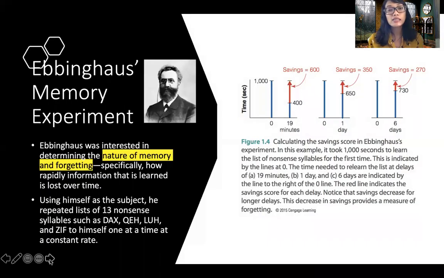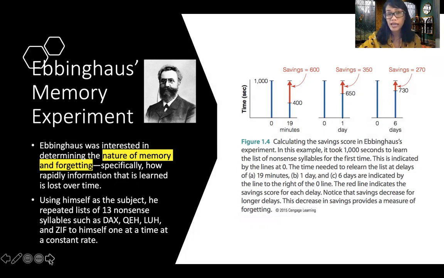Meanwhile, at the University of Berlin, a German psychologist named Hermann Ebbinghaus, from 1885 to 1913, was also conducting experiments in cognitive psychology, at almost the same time as Wundt. He used another approach to measuring the properties of the mind. He wanted to determine the nature of memory and forgetting, specifically how rapidly learned information is lost over time. Different from Wundt, Ebbinghaus used a quantitative method for measuring memory.